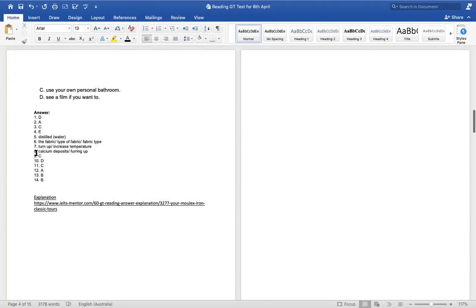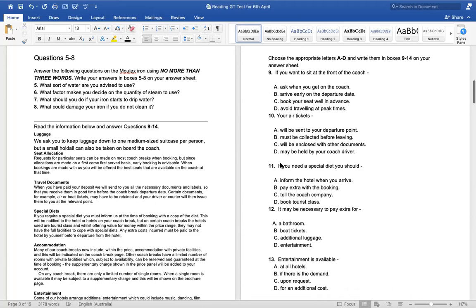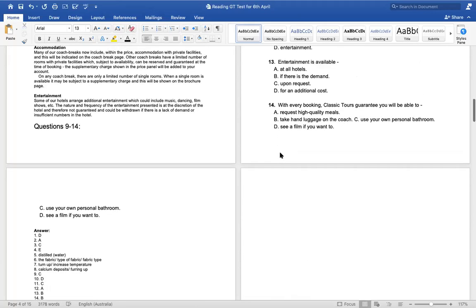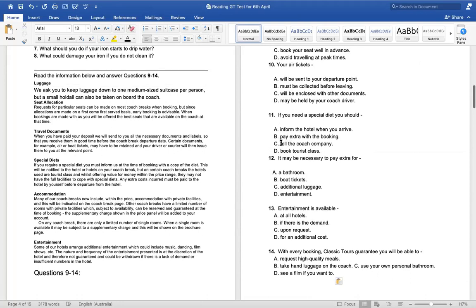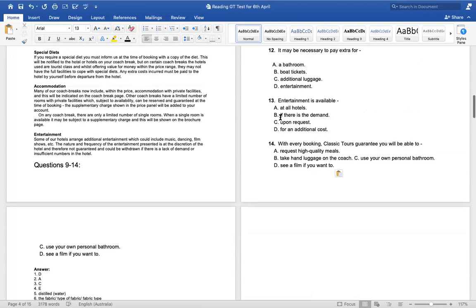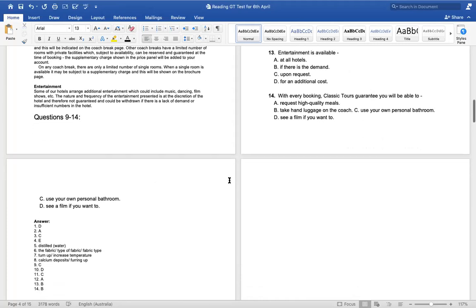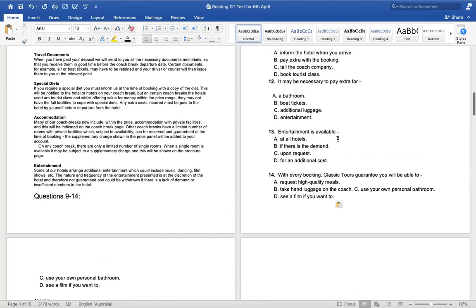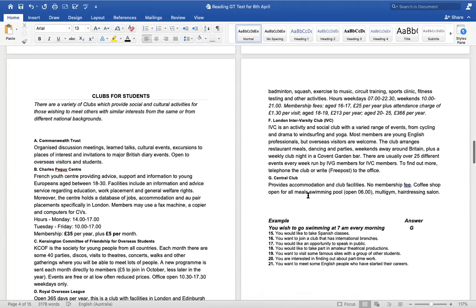So this is the answer: C, D, C, A, B, B. So the first one was C, then what was the next one? C for the next one as well, for special diet. And then the answer for 12, I think 12 is A, bathroom was right. 13 and 14, both are B. Entertainment is available if there's a demand, and 14 is also B. So let's look at the next section.